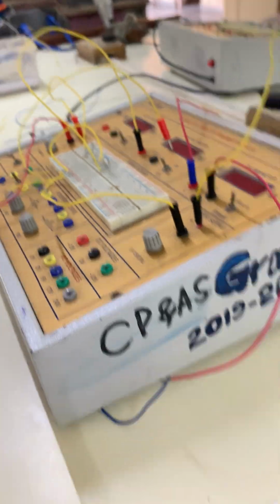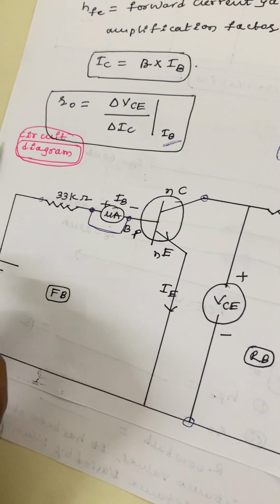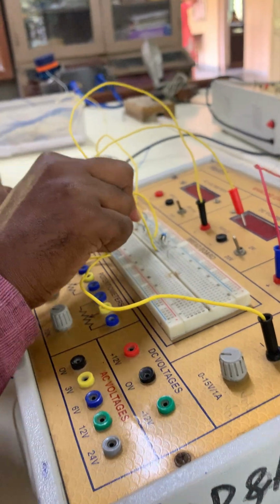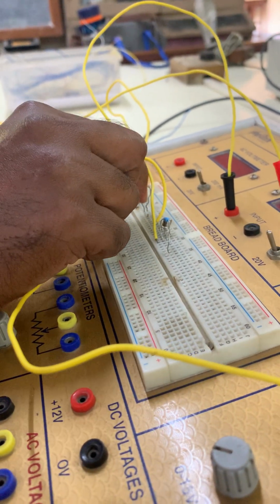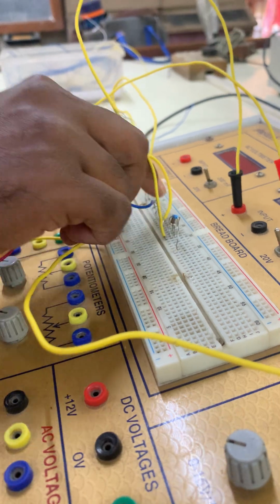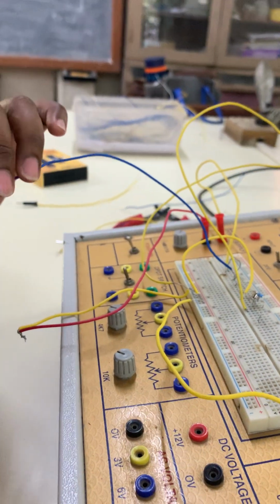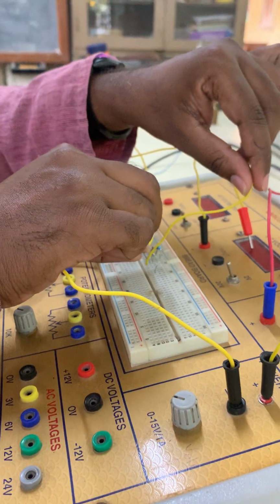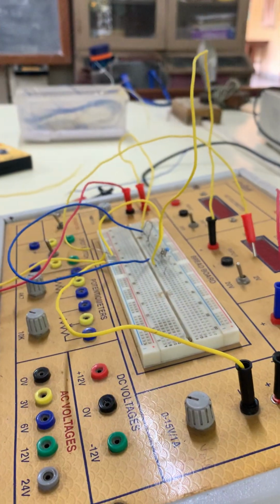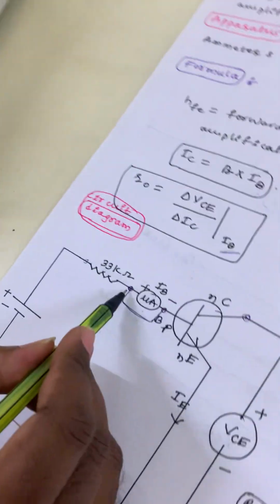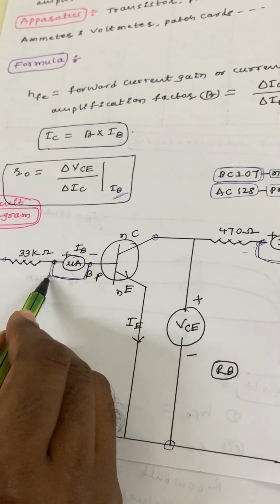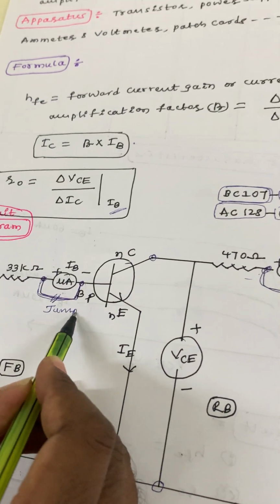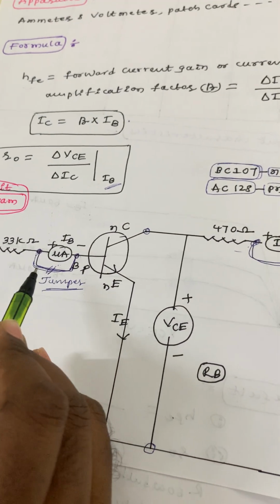Next, take one jumper. You have to take one jumper. This jumper goes from the resistance one more and two, wherever we are removing that. From the base you have to give. Where are you giving? The base. This is the base. Clear? Wherever we are removing the IB, there we are giving this jumper. I am giving this jumper here.